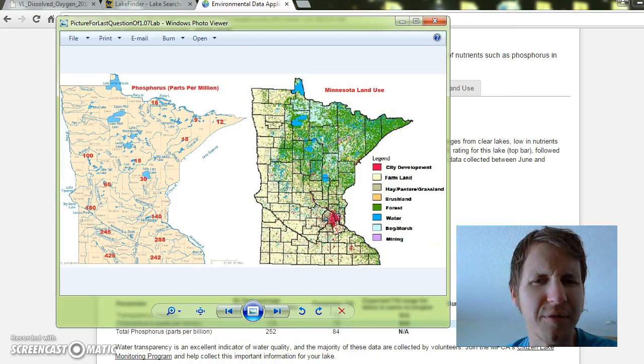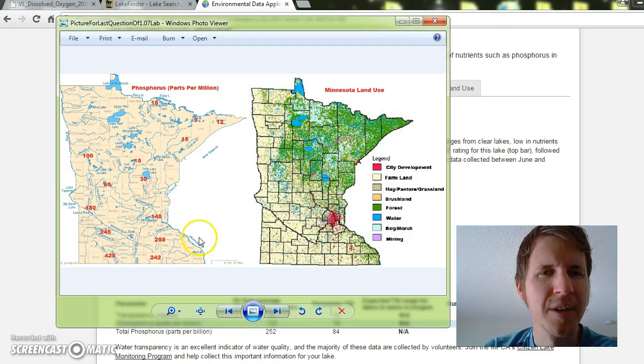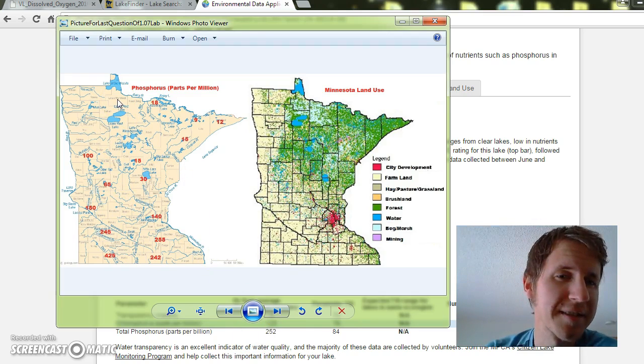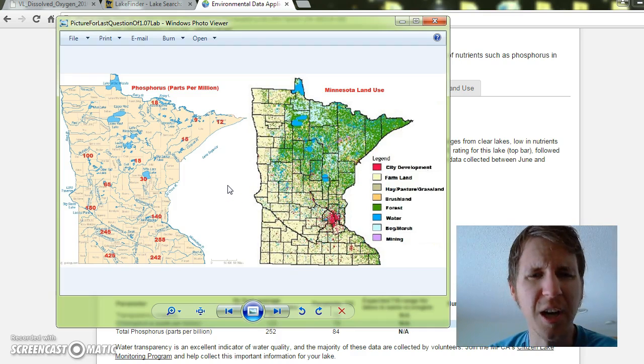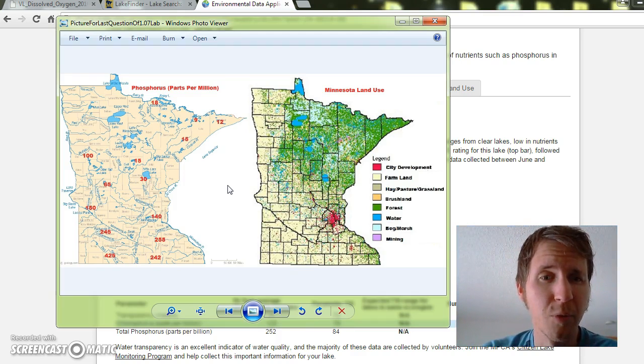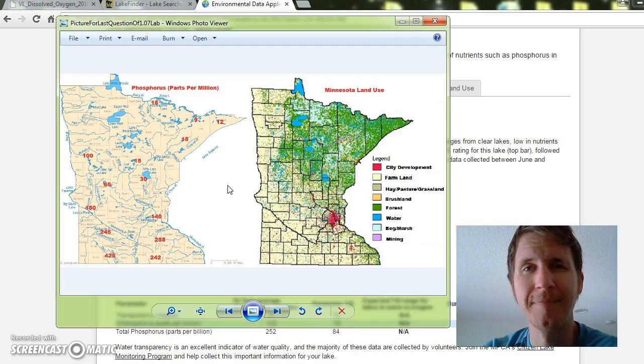So I made a bigger version of this, and so here is on the left-hand side, phosphorus content of certain lakes in parts per million, and then Minnesota land use on the right-hand side with a legend of what type of land use it is. So my question to you is, where is the highest levels of phosphorus or nutrients? In what lakes? In what parts of the state? What type of land use has the highest amount of phosphorus?